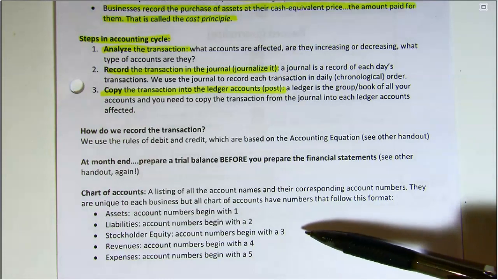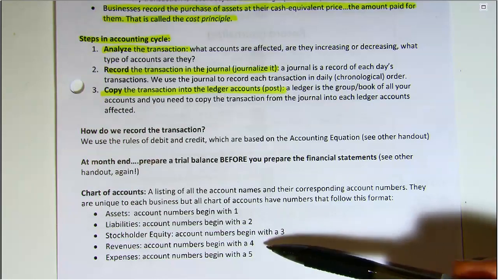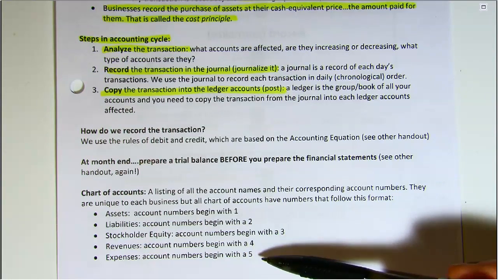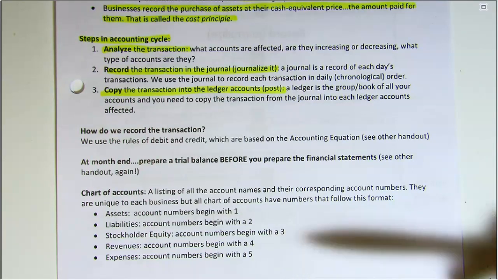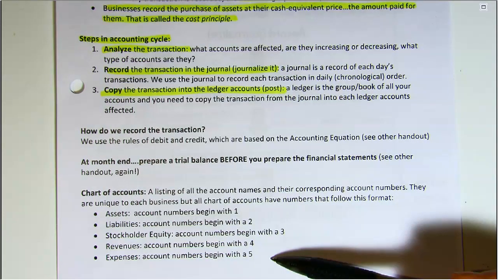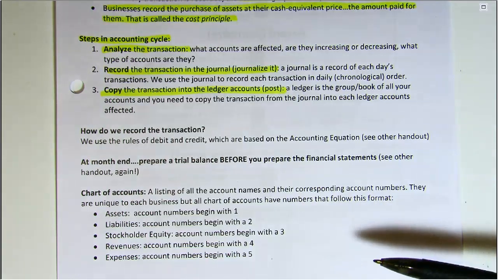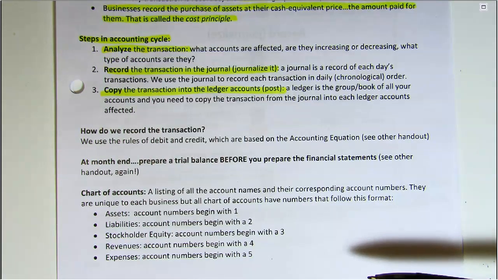Then next in the ledger book will come liabilities, and their account numbers will begin with a 2. Then stockholders' equity accounts such as common stock and retained earnings, their account numbers will begin with a 3. Then all revenue accounts will be next, and they'll begin with a 4. And then finally expense accounts will be last, and their account numbers will begin with a 5. So in the ledger book of accounts, they'll be organized in this way. First assets, then liabilities, then stockholders' equity, revenue, and finally expenses.